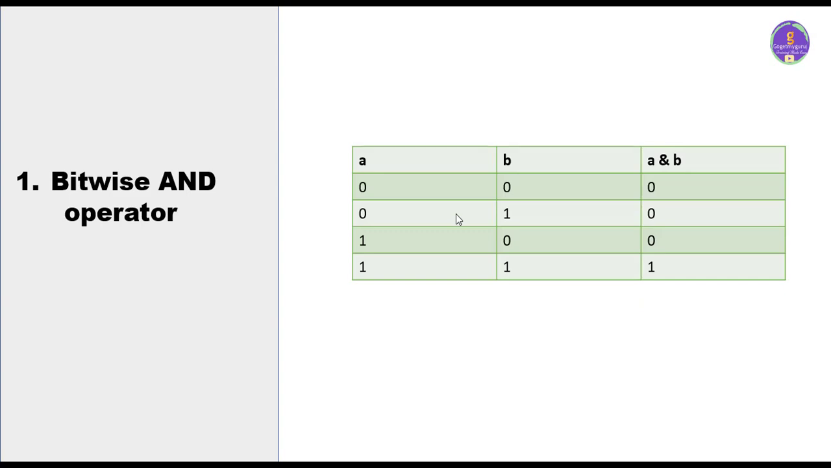How does this work? Suppose you have 2 variables, A and B, and this is called the truth table. Whenever you are doing an AND operation, if both the bits are 1, then only you will get 1 as output, or else 0 will be your output. So this is how bitwise AND operation is performed. Let's write a piece of code in VS Code and understand exactly how this works.